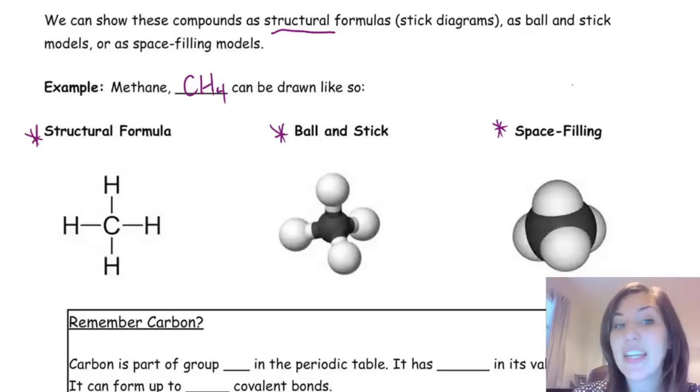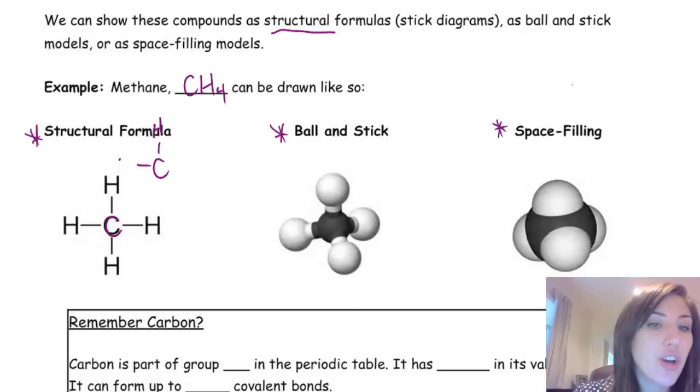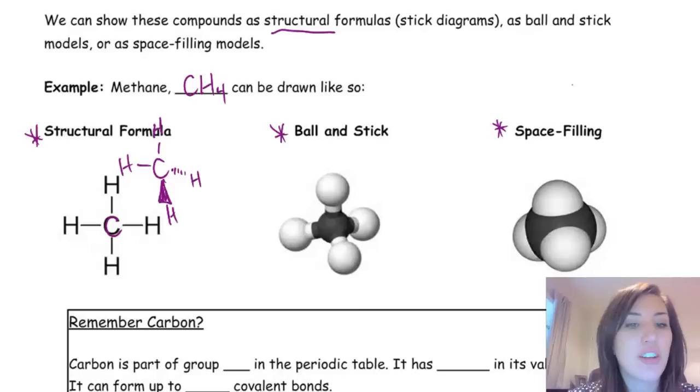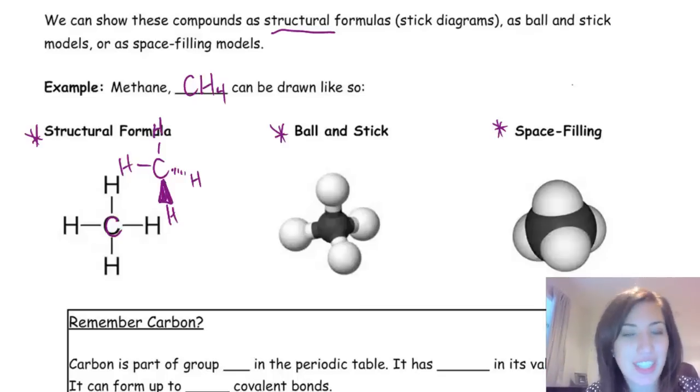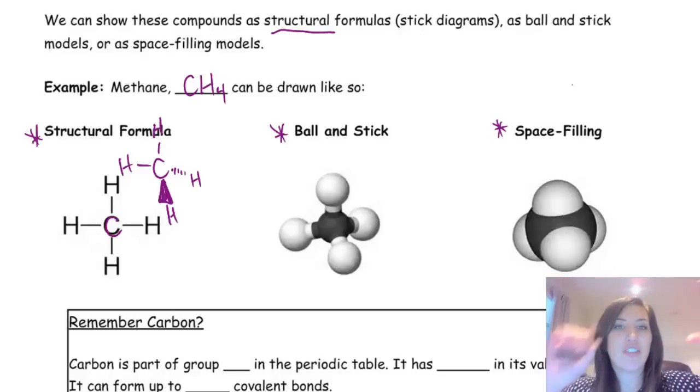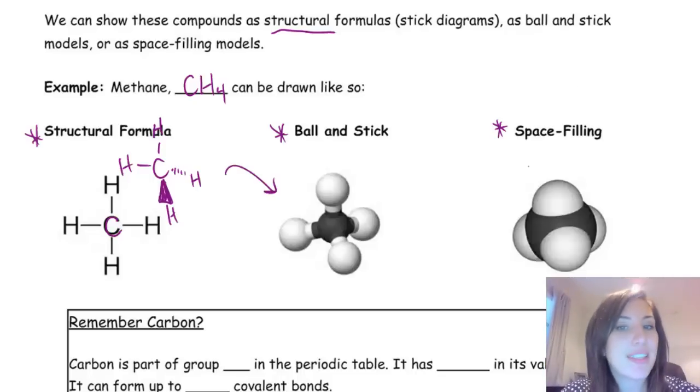So CH4 can be drawn with our C in the middle and then 4 H's around. If you wanted to get really fancy, you could show the H's like so. And this larger triangle just shows that H is popping out at you, and the little dots or the slashes show that the H is kind of going backwards into the page. So that shows how the 4 hydrogens spread themselves out, as we see here in our ball and stick model.